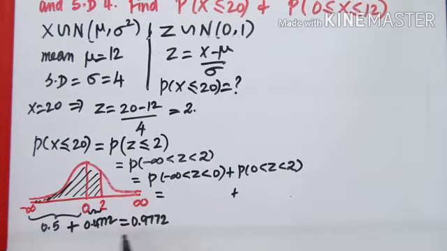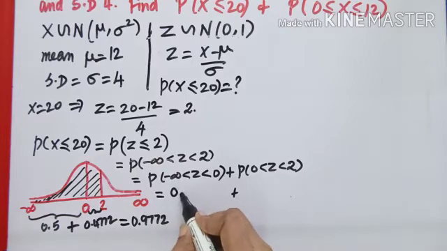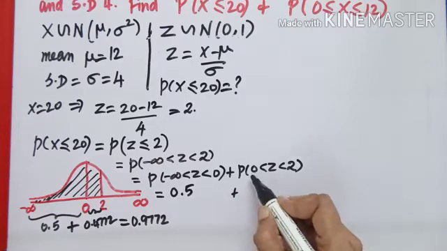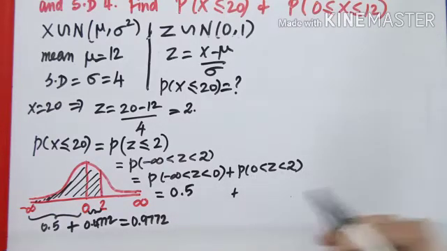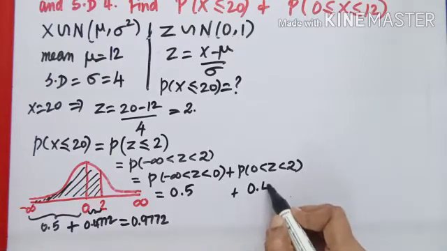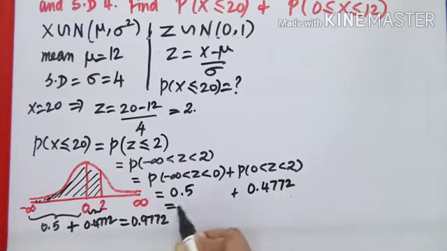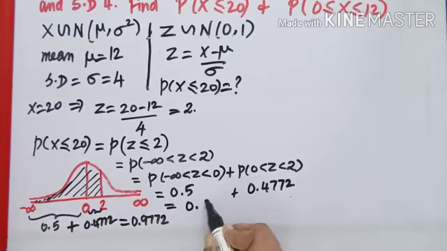From the diagram, you can immediately write it. But this is a better presentation. Minus infinity to 0, we say 0.5. 0 to 2, we refer to the table and we found out 0.4772, adding which we get 0.9772.